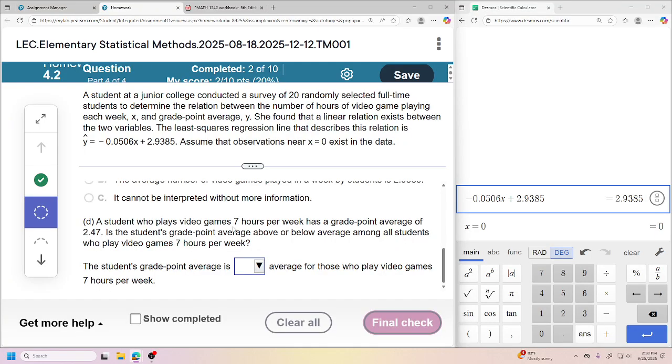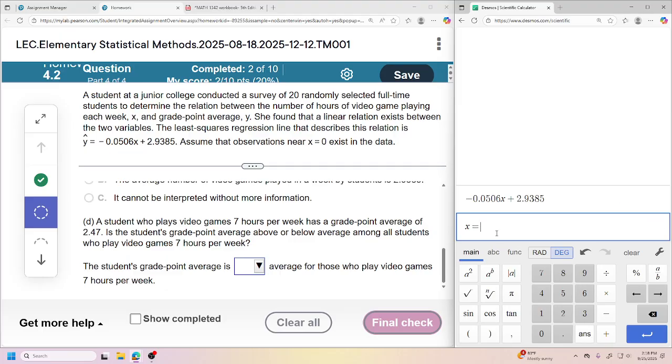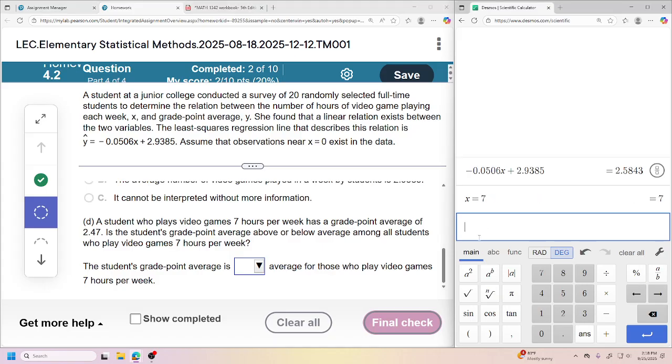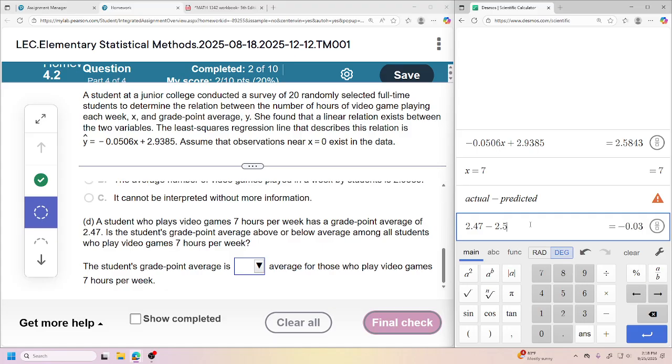A student who plays 7 hours has this and that. So basically, I think we're doing it again. So 7 hours. Oh, look. They're saying one person who does 7 hours has this much. Actual. You see that? That's the actual. And this is going to be that residual stuff again. So we got actual minus predicted. So my actual is 2.47. My predicted would be what? When I plug in 7, I get 2.5843, whatever it is.